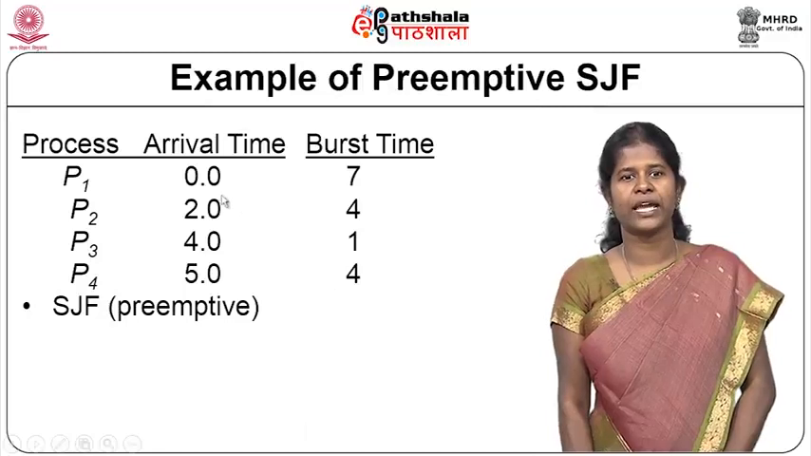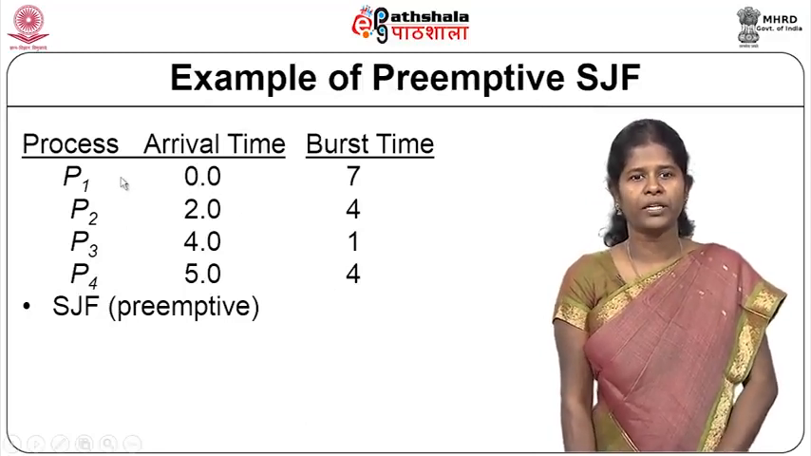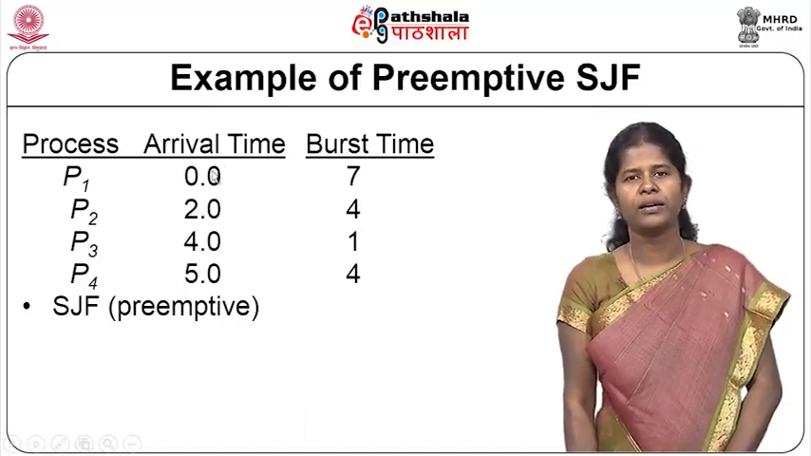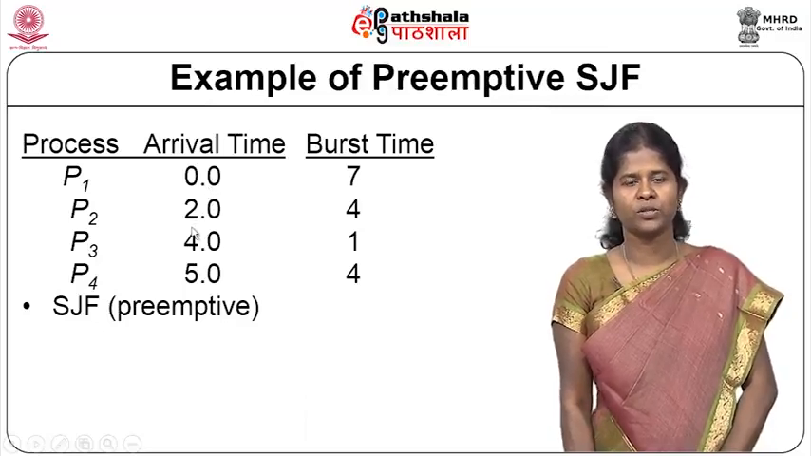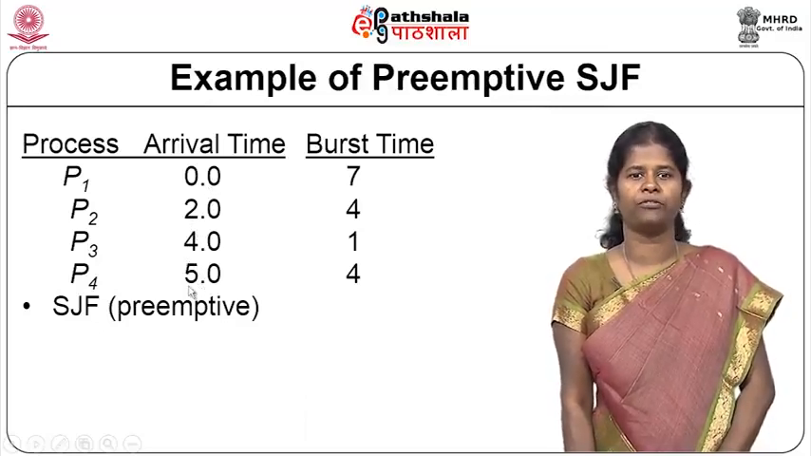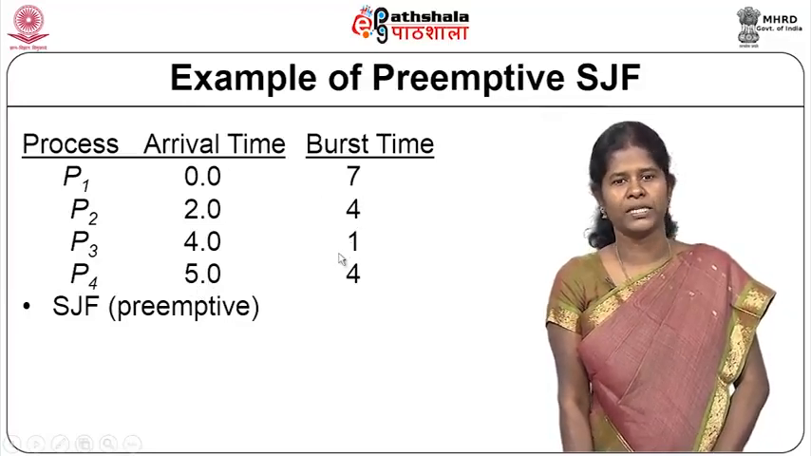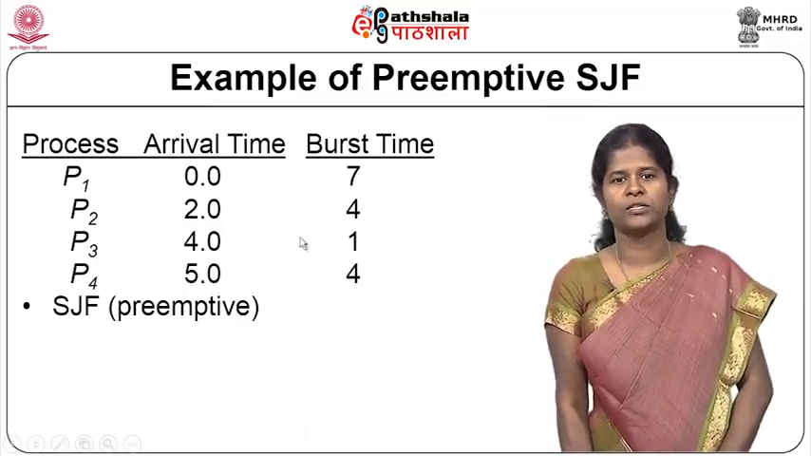Now look at this example. We have 4 processes P1, P2, P3 and P4, and the arrival time is different for each of the process. For P1 it is 0, for P2 it is 2, for P3 it is 4 and for P4 it is 5, and each of the processes have their own burst times. Now if it is SJF preemptive, we will see how the CPU will schedule the process.